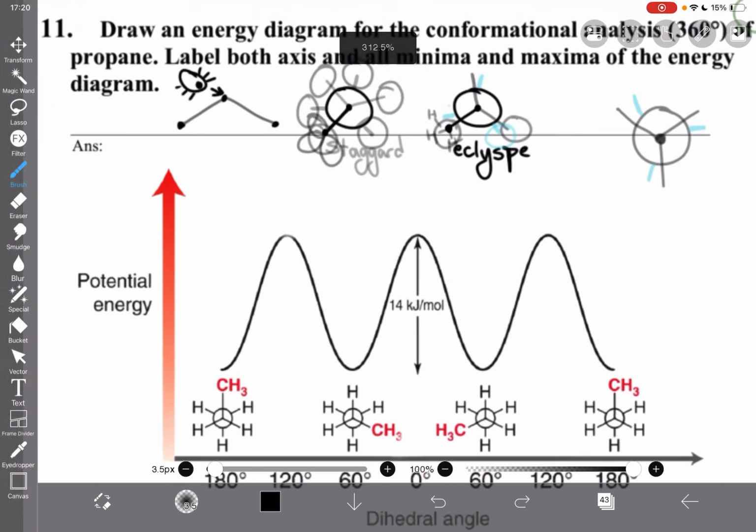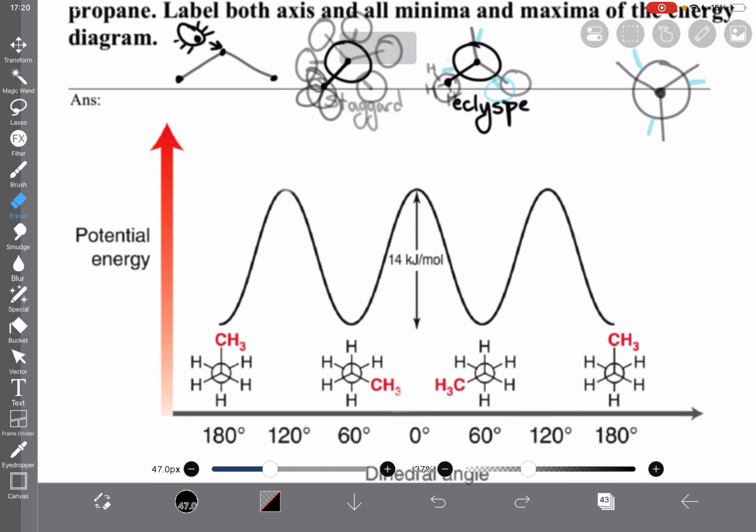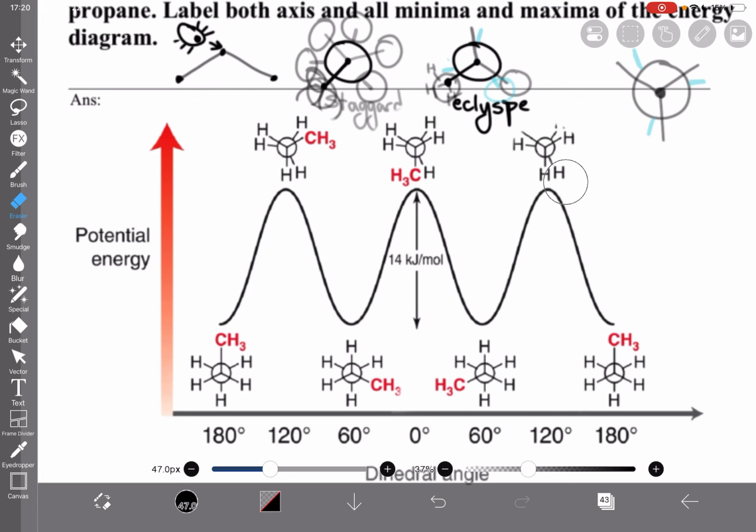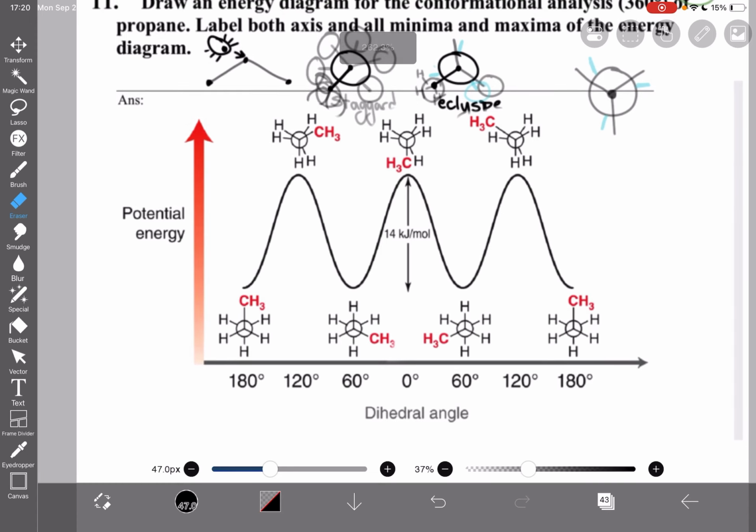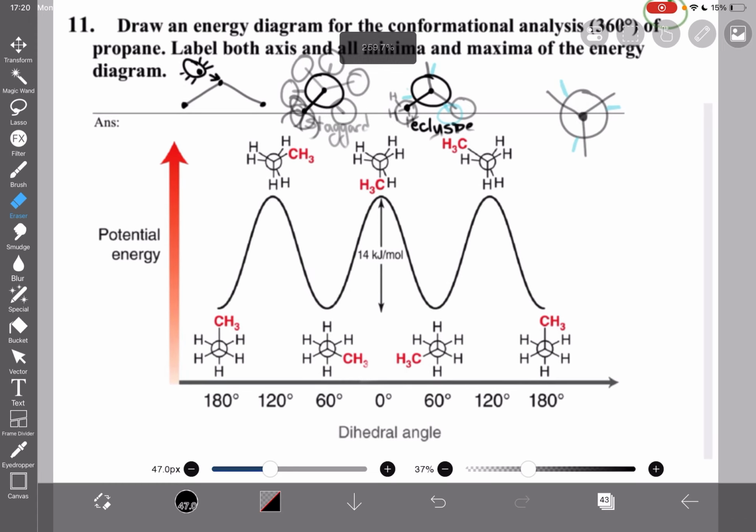Now, let's see that out. See? Our eclipsed version. Don't forget the hydrogens on that carbon too. I didn't draw it just for the sake of space. Let's see. Carbon there, carbon there, carbon there. And that is our potential energy for propane.